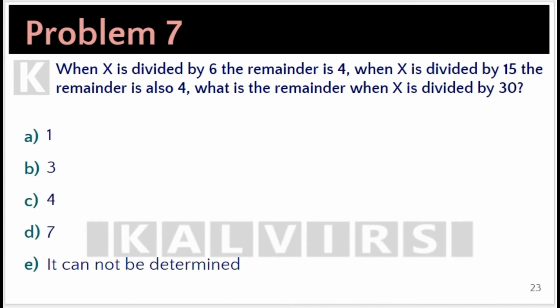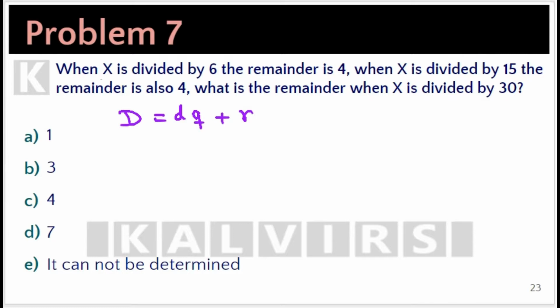When x is divided by 6, the remainder is 4. When x is divided by 15, the remainder is also 4. What is the remainder when x is divided by 30? So here we have the following. We need to use the formula. The dividend is the divisor times the quotient plus the remainder.